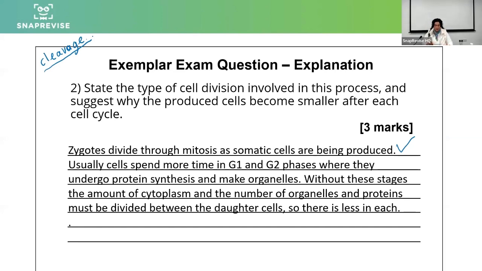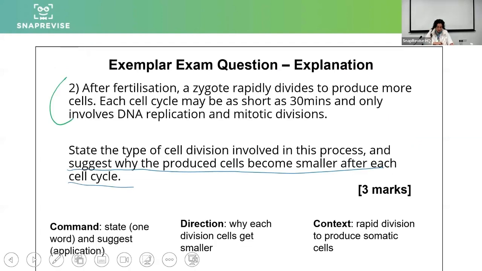So they divide through mitosis, and usually cells will spend more time in growth 1 and growth 2 phases, where they will undergo protein synthesis and make organelles, which is basically what growth is, isn't it? Making more organelles and synthesizing proteins. Without these, so now we are suggesting why these cells become smaller after each cell cycle, they spend less time. I was told that the cell cycle might be as short as 30 minutes. That was a clue.